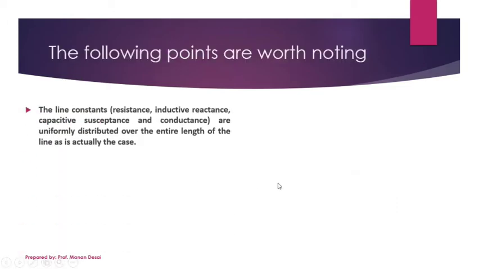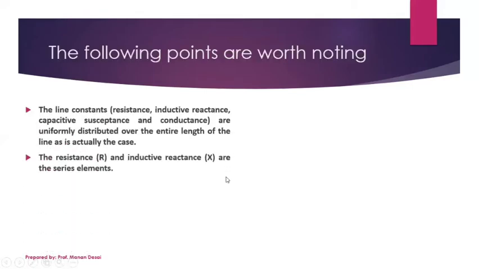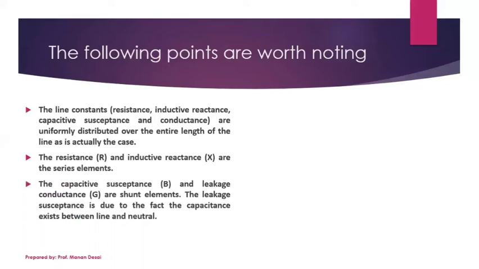The following points are written down before we start our lecture. The line constants, resistance, inductive reactance, capacitive reactance and conductance, are uniformly distributed over the entire length of the line, which is actually the case. The resistance, reactance, susceptance and conductance are entirely distributed all over the line. The resistance and inductive reactance are series elements, and capacitive susceptance and leakage conductance are shunt elements.